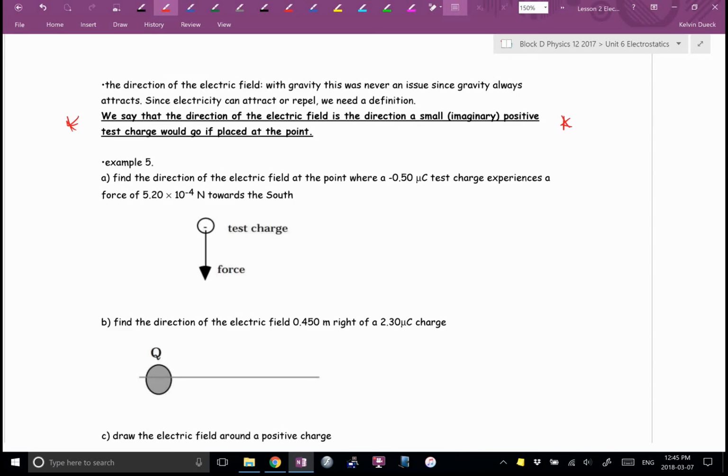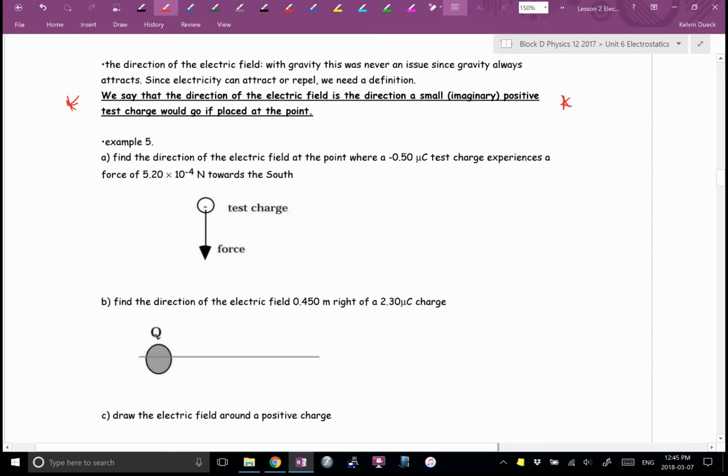So, example five. This is the same question we just did. We found the magnitude, but now it wants the direction. So what's the charge on this test charge, positive or negative? What direction is the negative charge feeling a force? South? If a negative feels a force south, which way would a positive feel a force? That's the direction of the electric field.